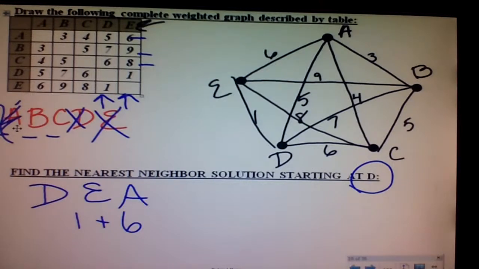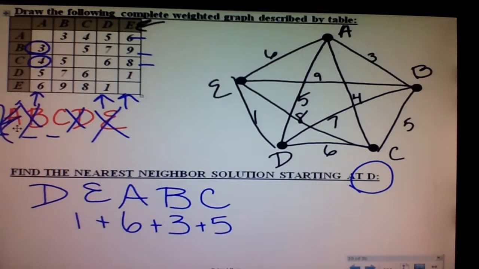So I now need to go to my A column and I need to go to either B or C. B is 3. And I've gone everywhere but C. So B has to go to C, which is 5. And what everybody seems to forget is we have to go back home, because it's a circuit. So C to D is 6.